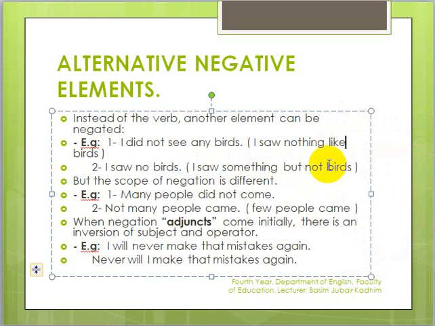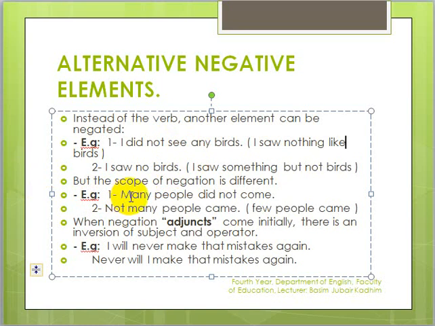But the scope of negation is different. So you see, here the scope is different. I mean, when there are alternative negative elements, the scope of negation changes. In the first one, the verb is negated. The verb "see" is negated. Here, no, it is not the verb. Here, I saw something, but it could not be a bird or birds.